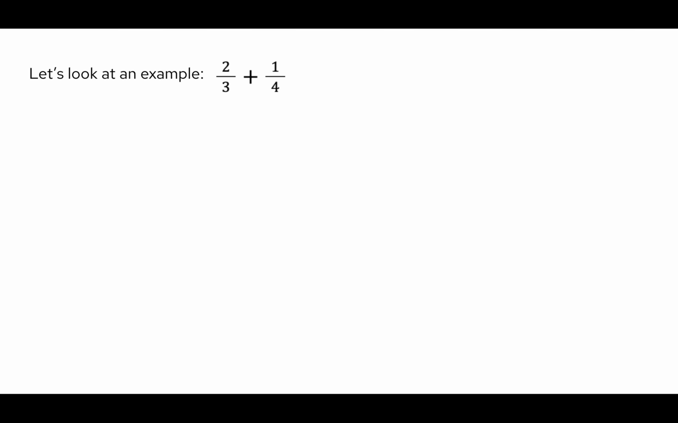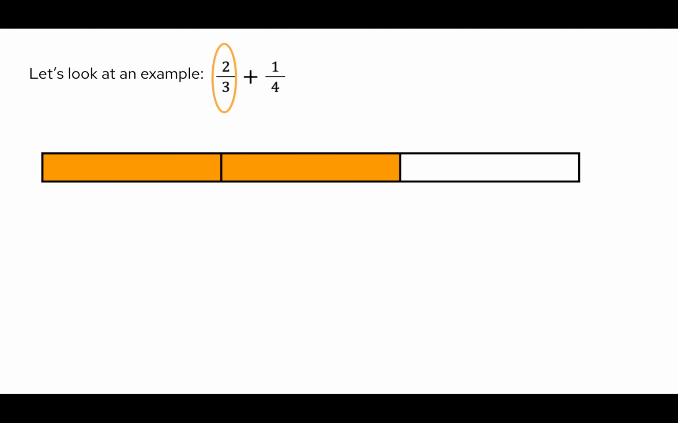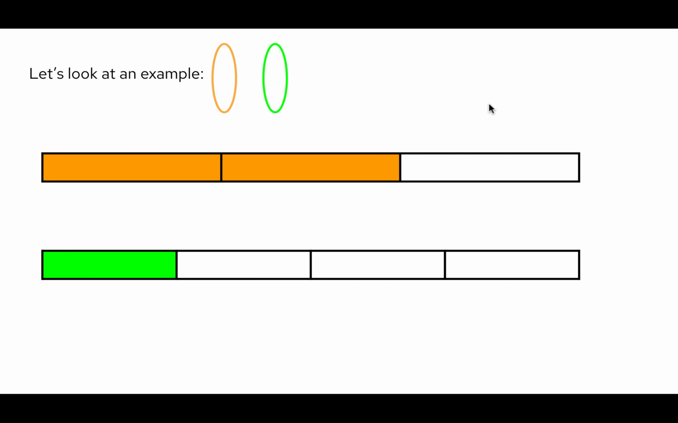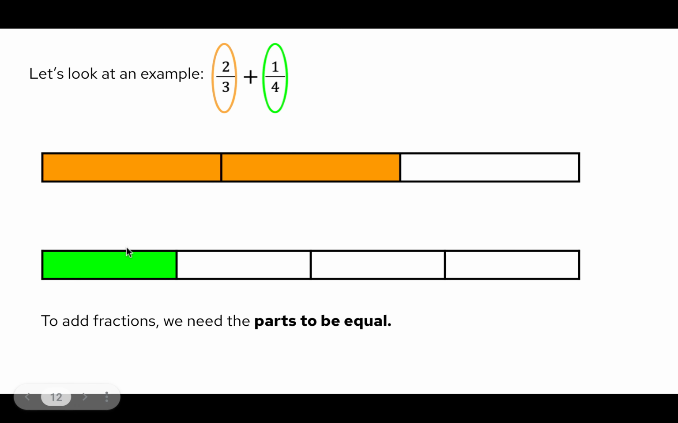So here's our first example. Let's look at 2/3 plus 1/4. I like to call these candy bars instead of fraction bars. So here's my candy bar, and I divided it into 3 sections, and I colored in 2 of the 3 sections. Now I have my 1/4, and notice that there's 4 sections, and I colored in 1 out of the 4 sections. But I noticed that the sizes of the pieces are not equal, and they need to be equal in order to add them.